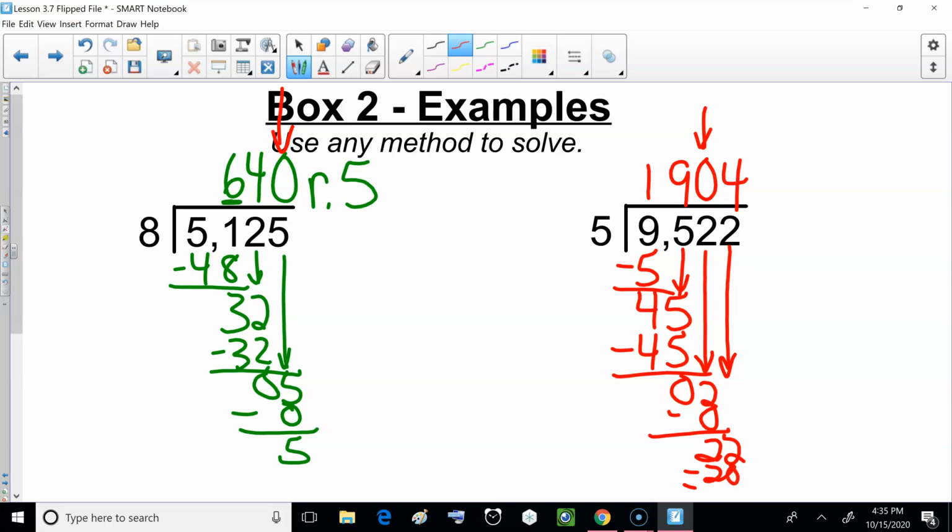Now I can move the other 2 down, and now 5 can go into 22 4 times. 4 times 5 is 20, leaves me with 2. I have nothing to bring down, so that turns into my remainder of 2. So 1,904, remainder of 2. Hopefully you have the same answer, but if not, pause the video, write down my work, look at your work, see where the difference is and where you might have gone wrong, to learn from your mistakes.